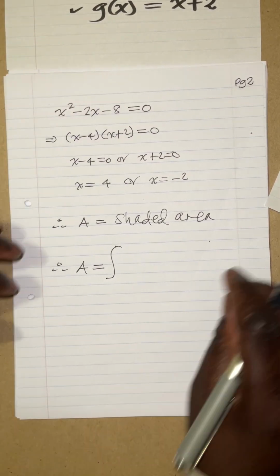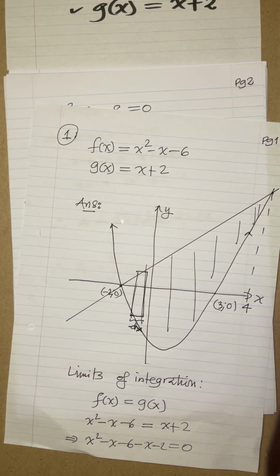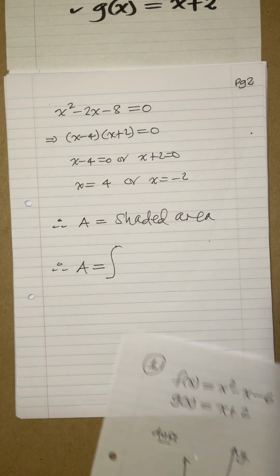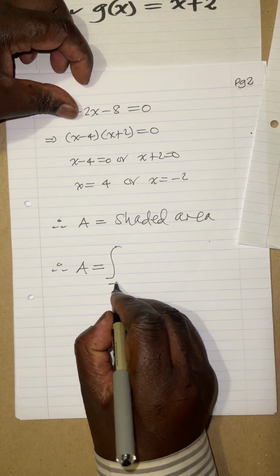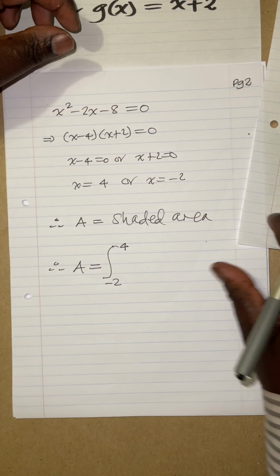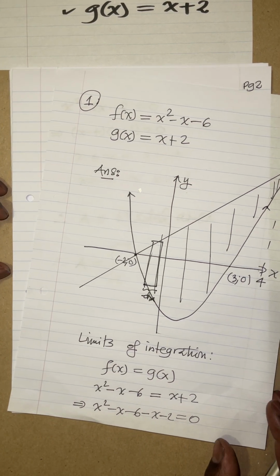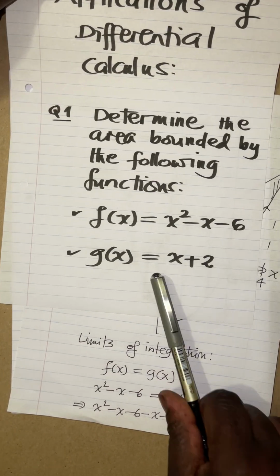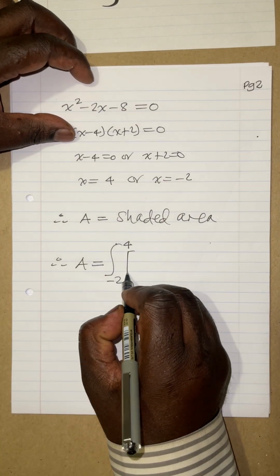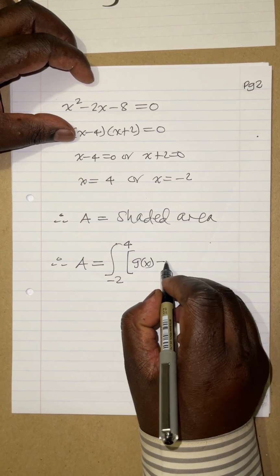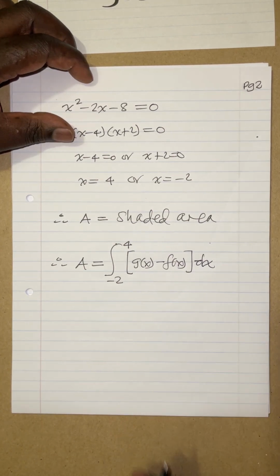Therefore, our A is just going to be the integral, remember, from x equals minus 2 up to x equals 4. We solved it here, from x equals minus 2 up to x equals 4, of what? The upper function minus the lower function. What is the upper function? The upper function is basically x plus 2. That's the upper function. The lower function is that one. So we're saying upper function, g of x, minus lower function, which is f of x. That will be our length and that will be our width.